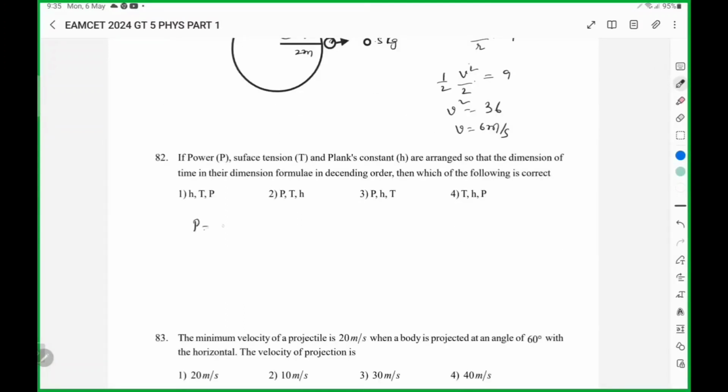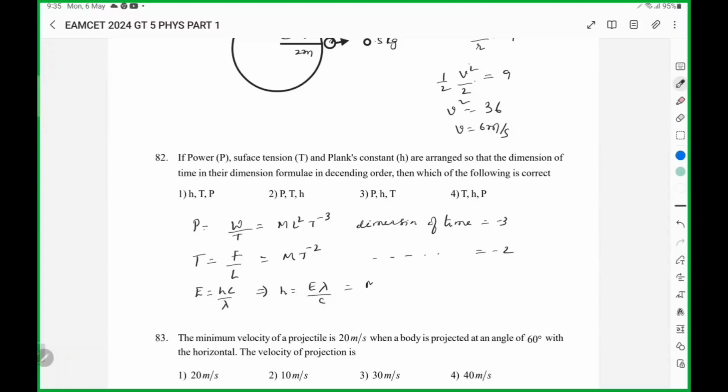Pressure power is equal to rate of work done, M L square T power minus 3. So the dimension of time here is... Next will be surface tension, force per unit length, M T power minus 2, which is minus 2. Next is Planck's constant. E here is hc by lambda, M L square T power minus 2, lambda is length, velocity of light M L T power minus 1. So the dimension of time here is minus 1.